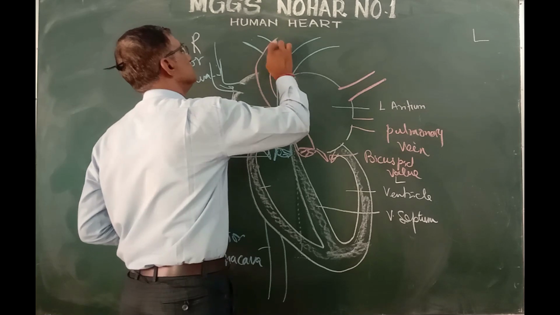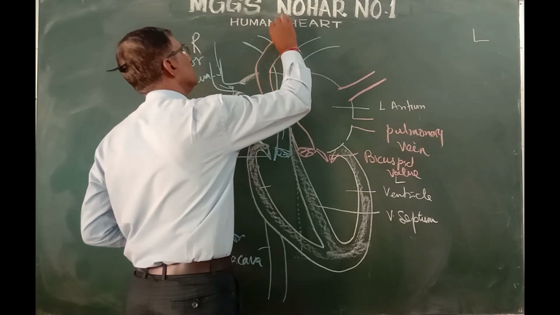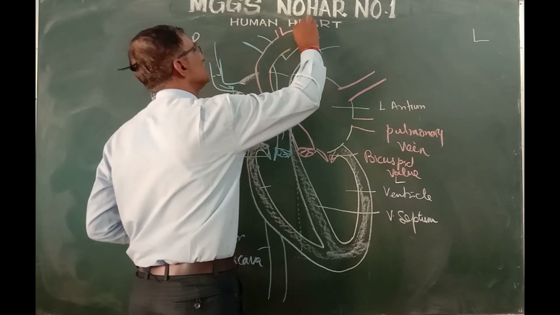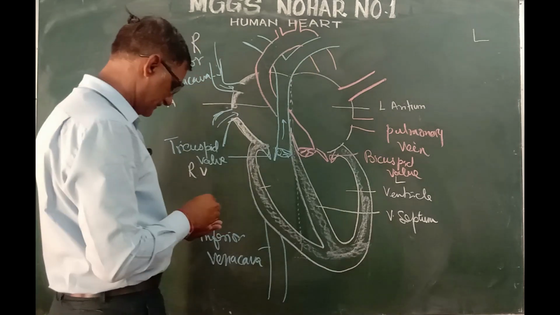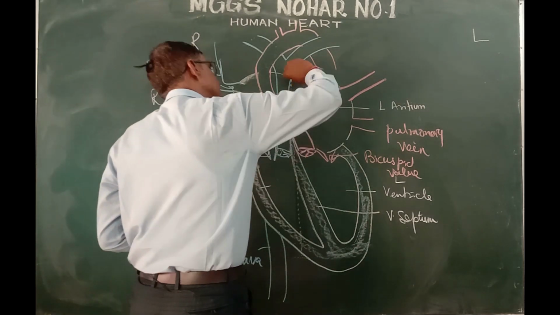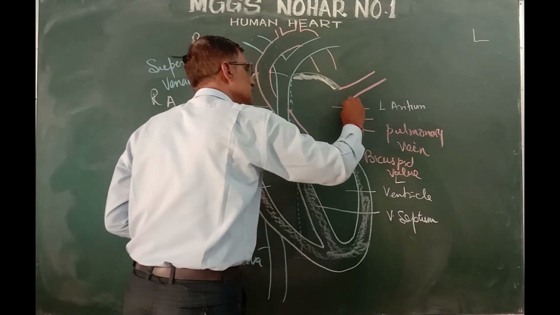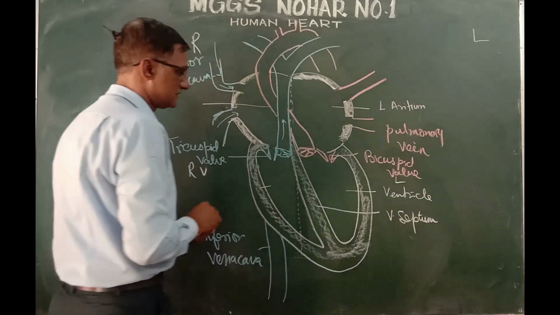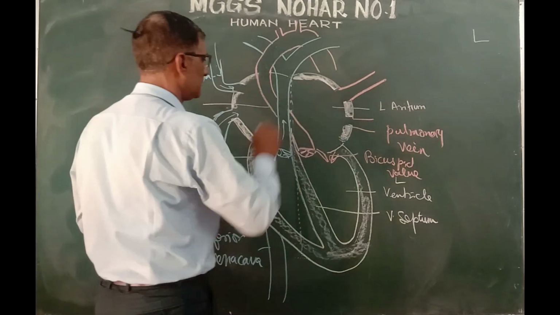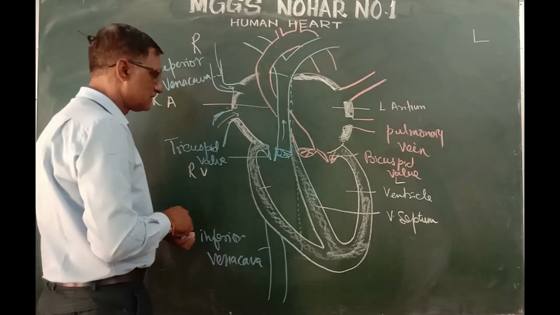Okay, and this is the systemic arch, which brings blood to the different parts. Now its wall is muscular, but not as much as the ventricular wall. They are more muscular than arterioles. This is the pulmonary, and this is the bicuspid valve. And here is one more structure.